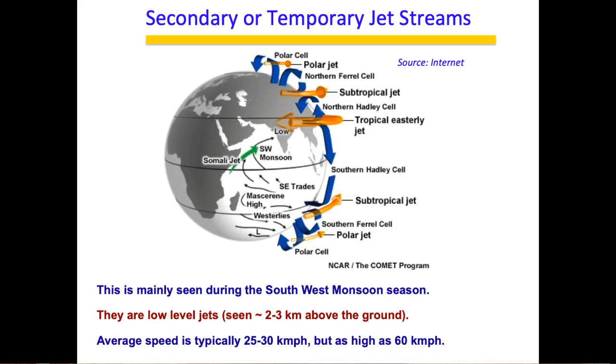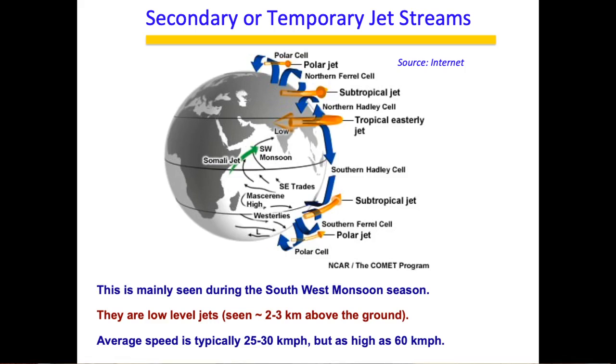So these are the secondary or the temporary jet streams. I have shown it here. Unlike the permanent jet streams like the polar or the subtropical jet streams, these jet streams are more local. So the temporary jet streams are more local as well as short-lived. The Somali jet, which forms during the southwest monsoon, is a jet stream because anything which is narrow and fast-moving is a jet. And if that feature sustains for a substantial period of time, then you can call it a jet stream.